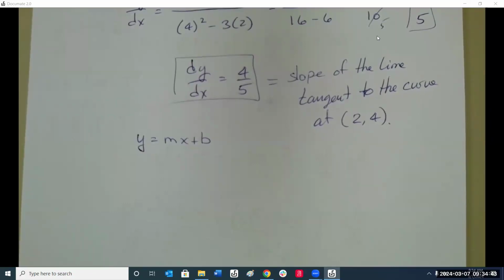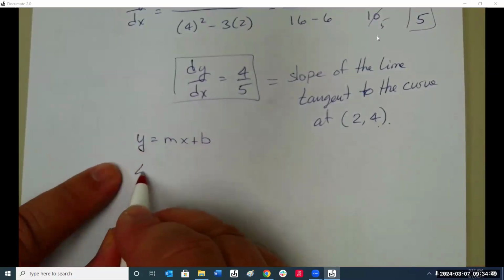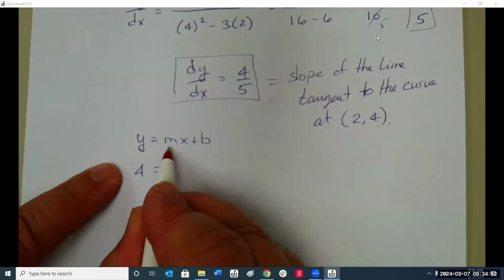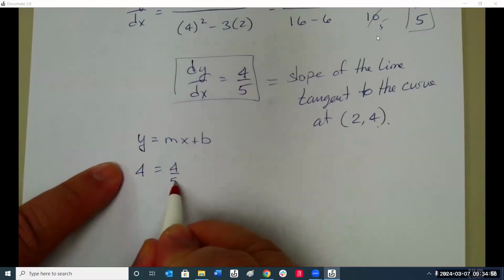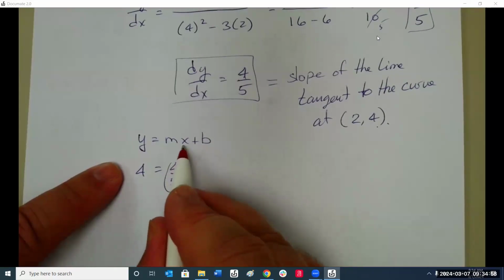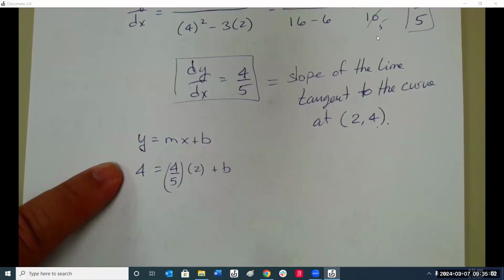Do we have y? Yes, it's 4. Do we have m? Yes, it's 4/5. Do we have x? Yes, it's 2. Only thing we don't have is b.